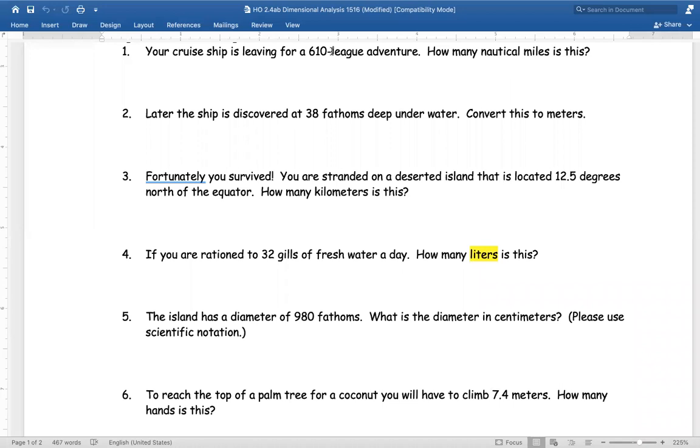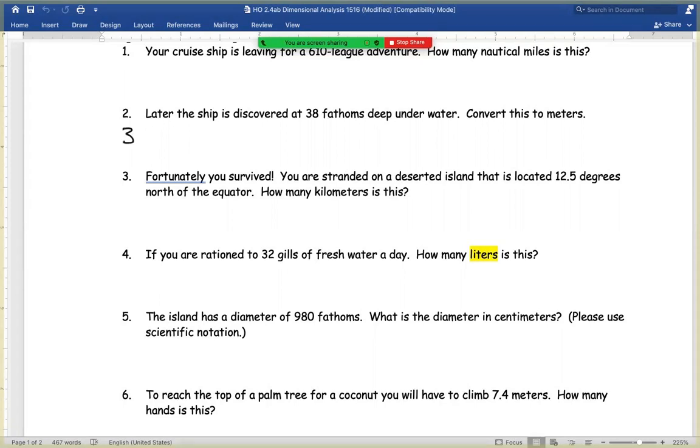Let's take a look at number 2, just to highlight some of our dimensional analysis and metric conversions. So later your ship was discovered at 38 fathoms deep under the water. Convert this to meters. Just like if you're going to use Google Maps or MapQuest, you need 2 pieces of information for any type of mapping system. You need to know where you're starting. And for us with these types of problems, it's always going to be our given.